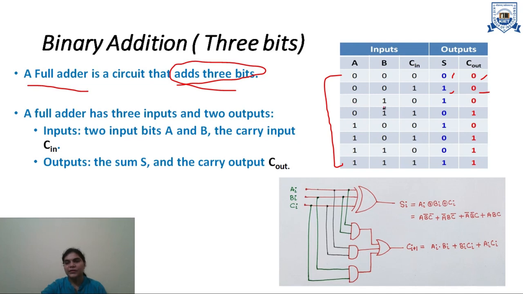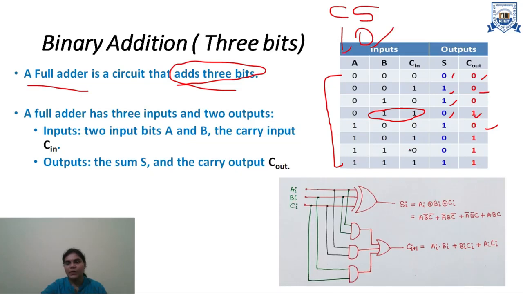And next 0,1,0. The sum is 1, so it will produce sum 1. For 0,1,1, the decimal value of the addition is 2, so it will produce sum 0 and carry 1, because 2 is represented as 1,0. Next 1,0,0. The sum will be 1, carry will be 0. Next 1,0,1. The same concept applies: sum will be 0 and carry will be 1.